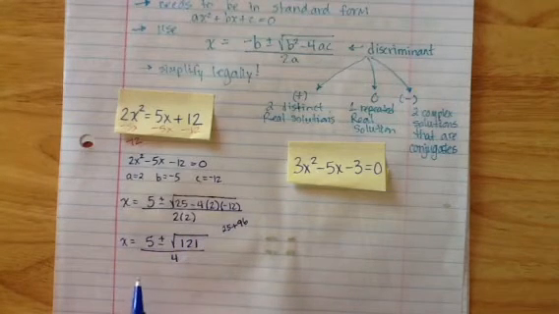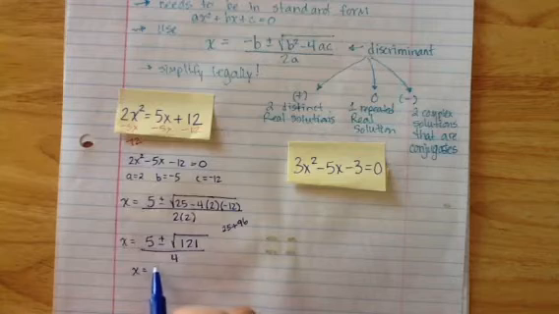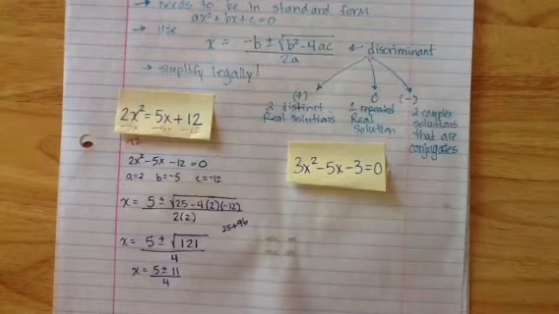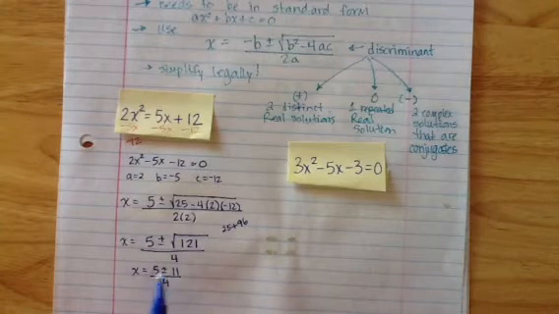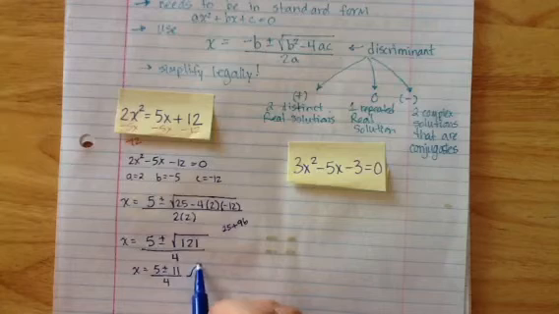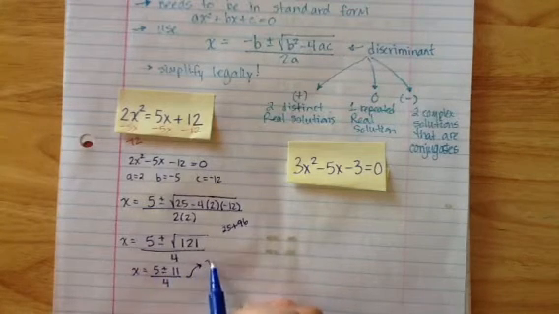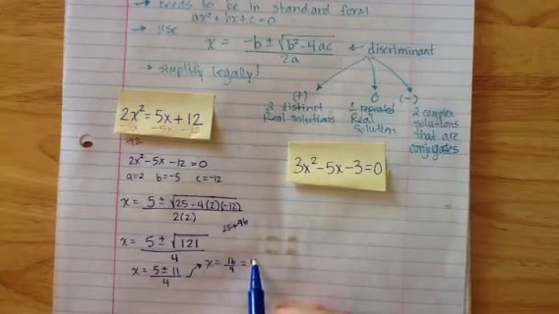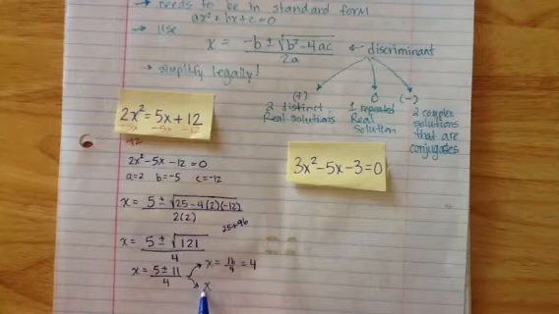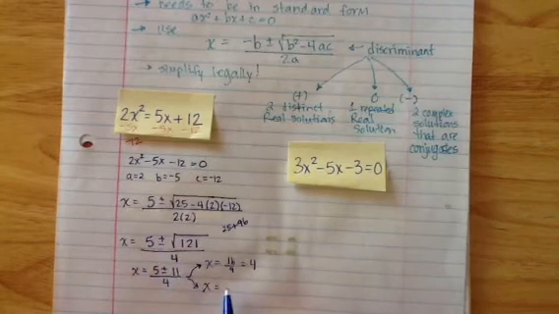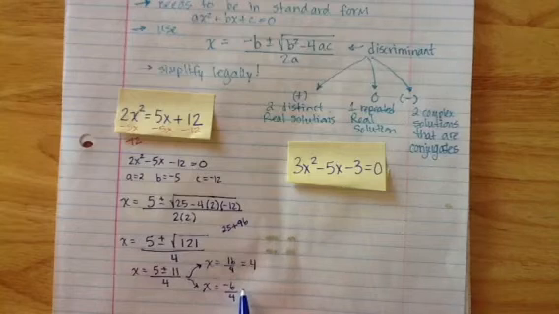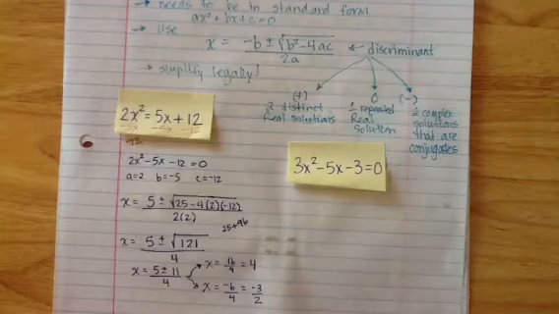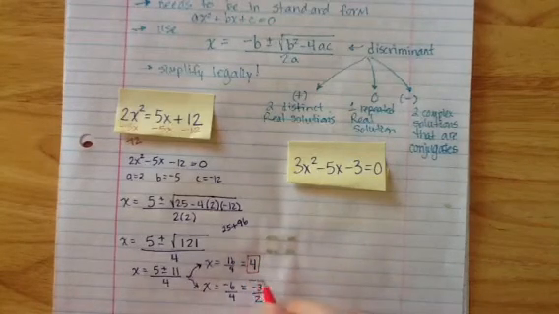Next I can simplify the square root of 121, so that makes it x equals 5 plus or minus 11 all over 4. Since these are like terms, I have to go ahead and finish this problem, so I need to do 5 plus 11, so x equals 5 plus 11, which is 16 over 4, which gives me x equals 4, and I need to do x equals 5 minus 11, which is negative 6, divided by 4. So that will simplify to be negative 3/2. So my 2 values for x are 4 and negative 3/2.